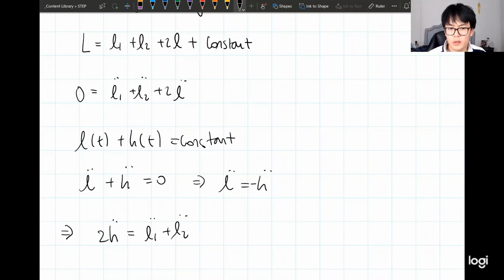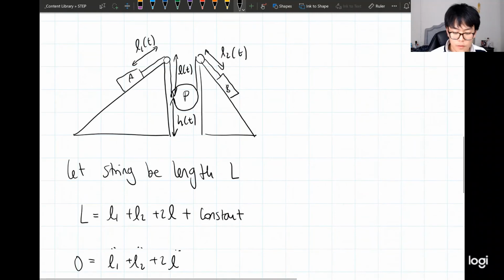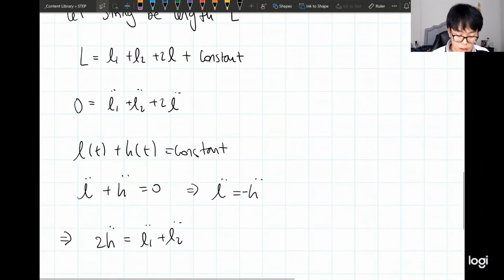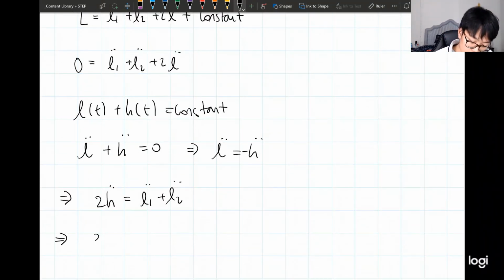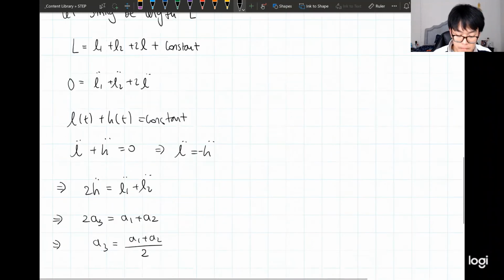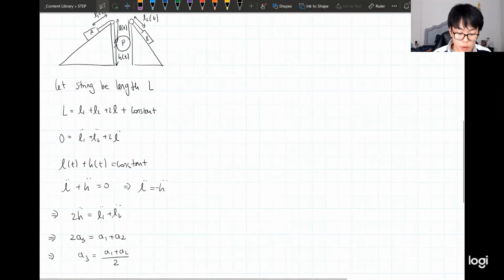Now, similar to L1 and L2, H double dot is the rate of change of the height of P from the ground level. And so this is, in fact, the acceleration of P. Okay? And so we have it. Therefore, twice the acceleration of P is equal to the sum of acceleration A plus acceleration B. Or we can say that the acceleration of P is the average of the two other accelerations, A and B. And so here is our fourth equation.